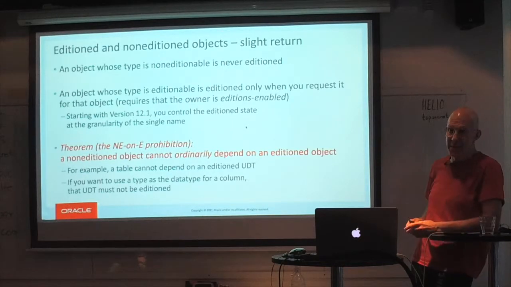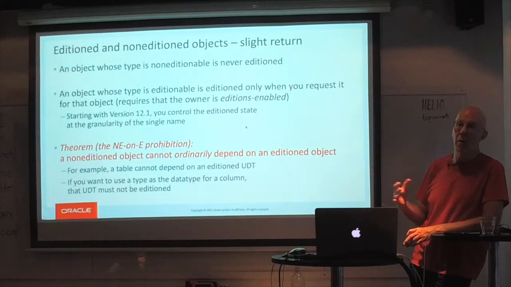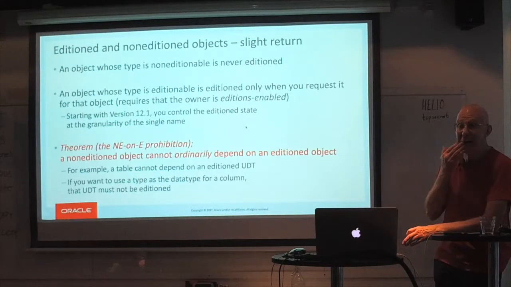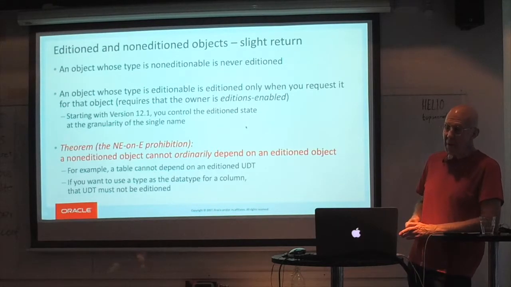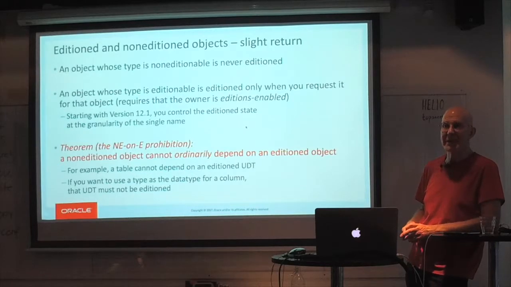What do I mean by saying something is editioned? I mean, when it is, it now magically has the possibility to occur several times in the database, zero or once in each of the editions that there are, as I explained. So the point then is that we had to have some special switch, and the switch is: the owner of an object whose type is editionable must be set. It must be editions enabled so that then that object itself becomes editioned.